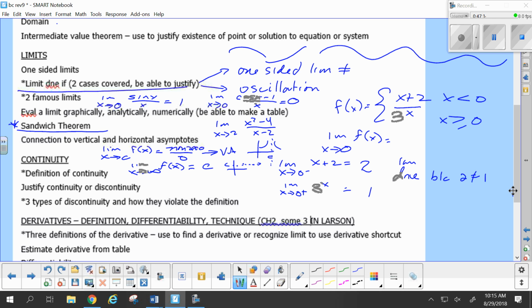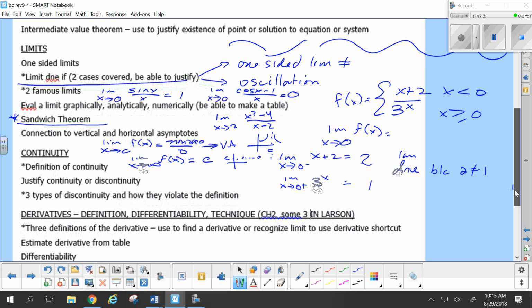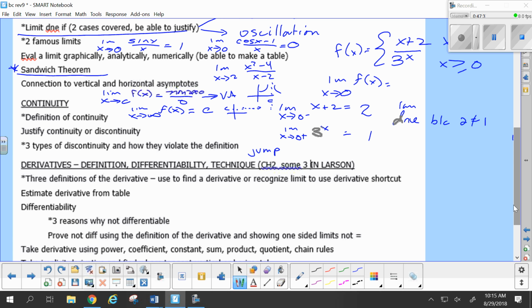Definition of continuity. You must be able to show something is continuous with limits. If I don't see limits in your continuity proof or justification, then you will get practically nothing. I don't want to just see numbers thrown out. What are the three types of discontinuity? Jump violates the left-hand, right-hand limit rule. X approaches C from the left, X approaches C from the right, equals f at C. So that's why it's a discontinuity. What's another? Vertical, not tangent, that's differentiability.